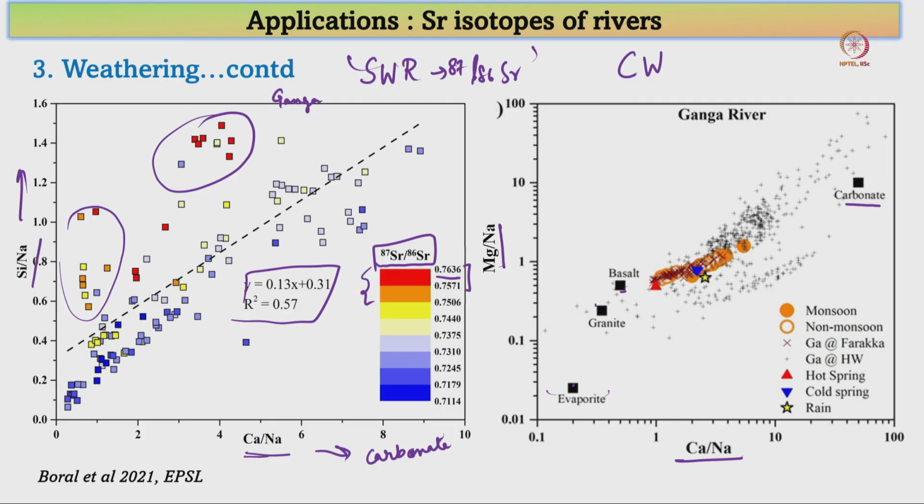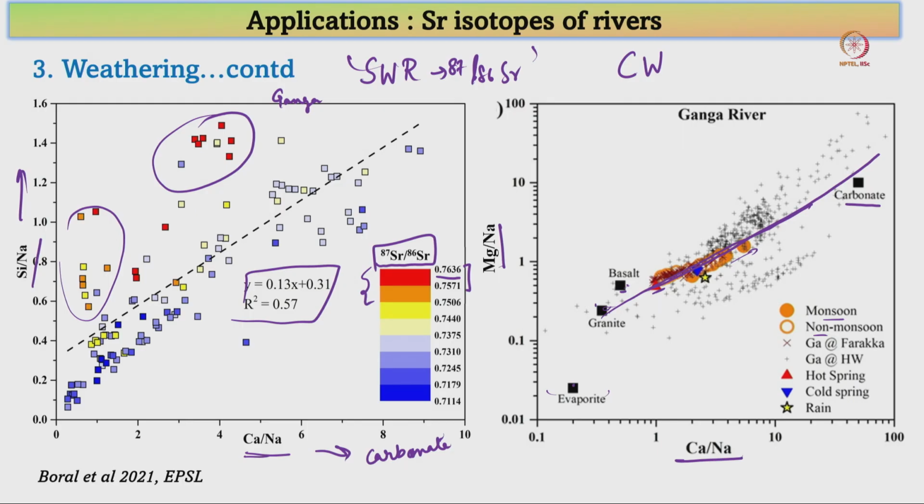Differentiation between temporal, so there is monsoon and non-monsoon. As you can see, the monsoon ones are shifted more towards the carbonates, the non-monsoon ones are a little placed downwards. So, there is a mixing happening between a granite and a carbonate and maybe a little bit of basalt. If I draw a mixing line, we can see that there will be a granite end member and maybe another carbonate end member.